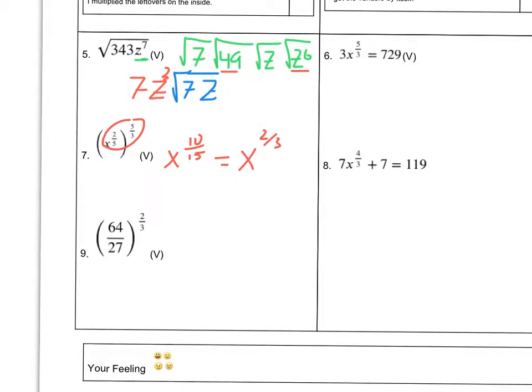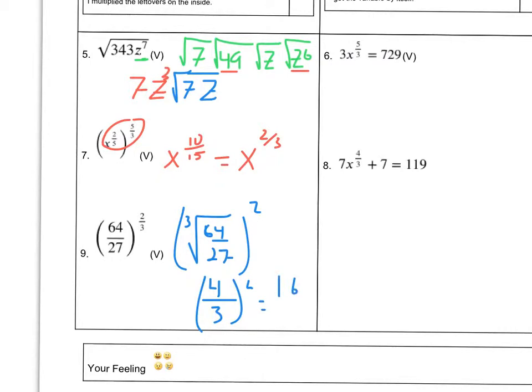For number 9, we have to do this as a rational exponent. You can either use a calculator to get this and convert to a fraction, or you could rewrite this as a radical thing, and that would be the cube root of 64 over 27, and that's squared. Cube roots break up over fractions. That'd be cube root of 64, which is going to be 4. Cube root of 27 is going to be 3. That squared gives us a final answer of 16 over 9.